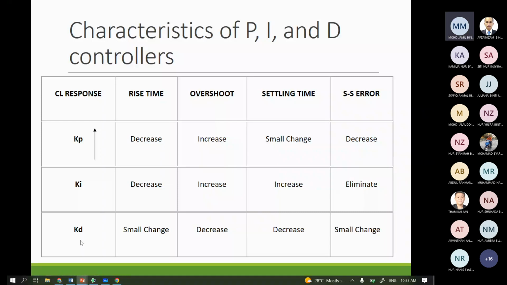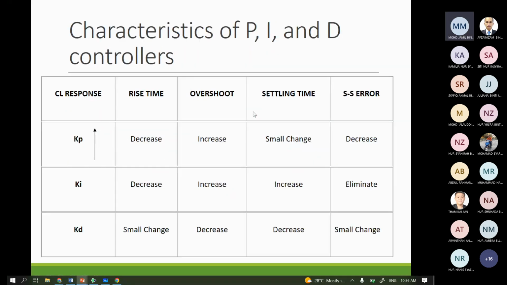And lastly, if you increase the value of Kd, it doesn't affect the rise time and steady state error, but it affects the overshoot and the settling time of the system. So the larger the Kd value, you get less overshoot and less settling time. Each of these has its own effect on the system.